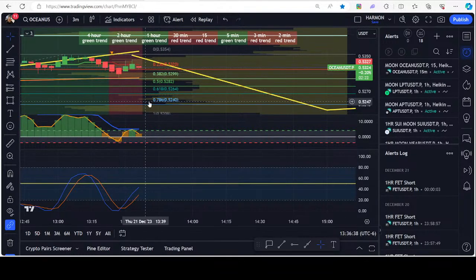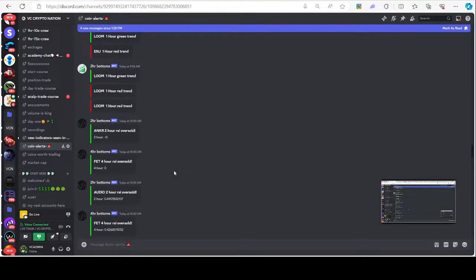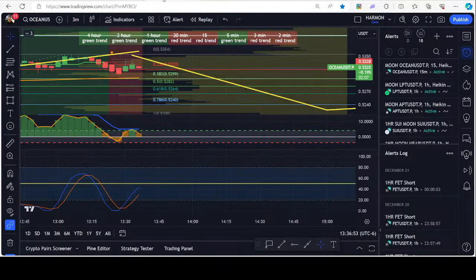And that's kind of where we're at there. So Ocean will be where, once we get a 15-minute moon alert, we can come back in. All right, so now let's go back into Discord and let's see what else we have. So we have a Loom 1 hour green trend, right? So let's go look at Loom real quick.